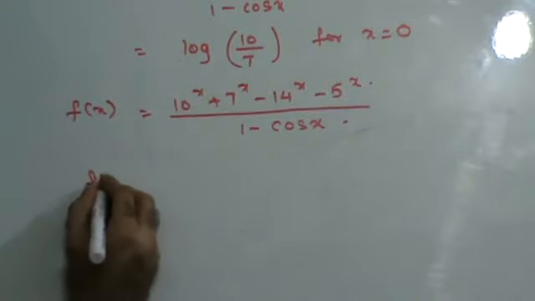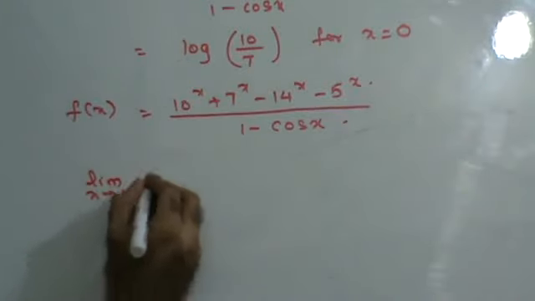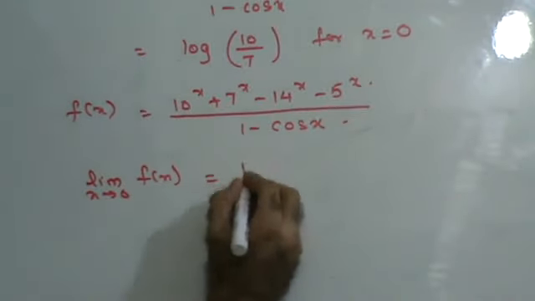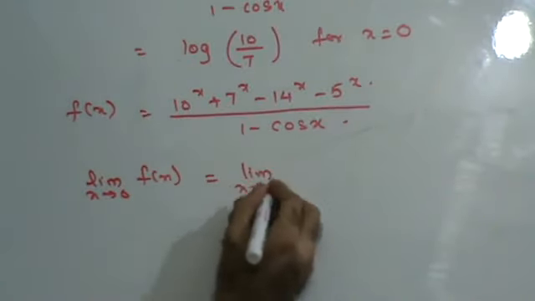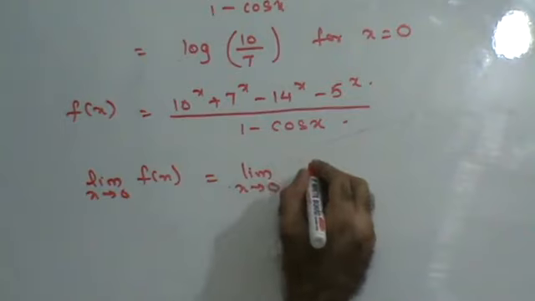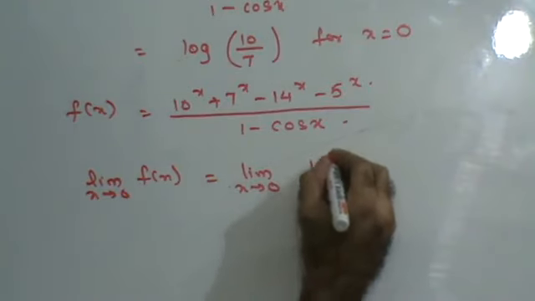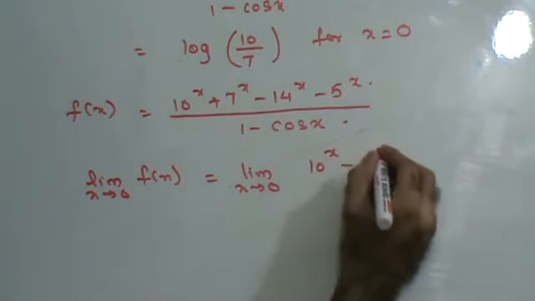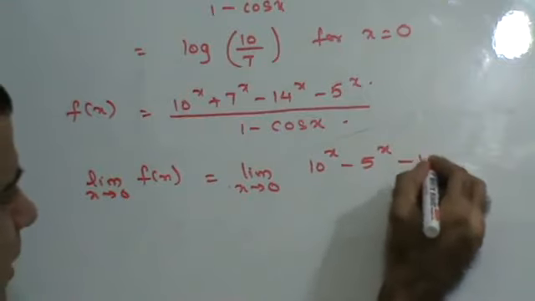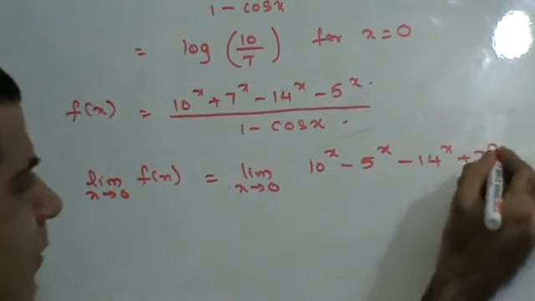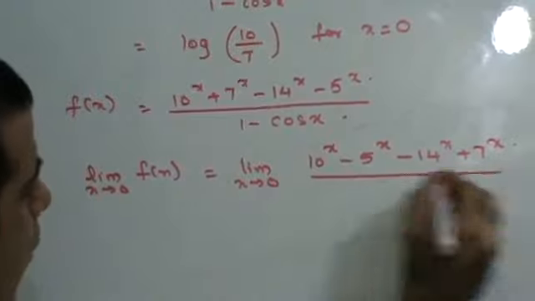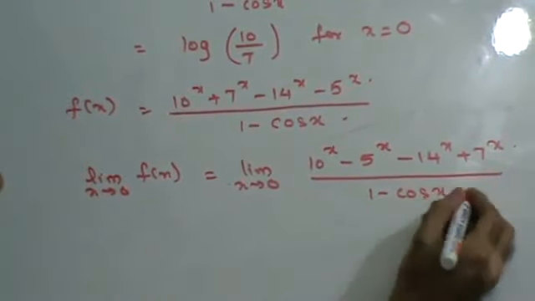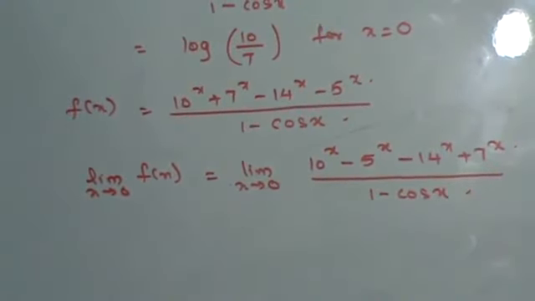So this is going to be limit of x tends to 0 f of x is limit of x tends to 0. Rearrange and write them: 10 raised to x minus 5 raised to x minus 14 raised to x plus 7 raised to x upon 1 minus cos x. I have rearranged the terms.